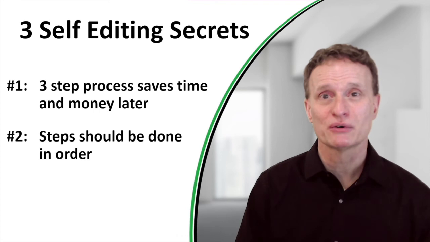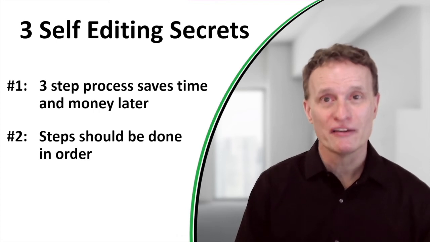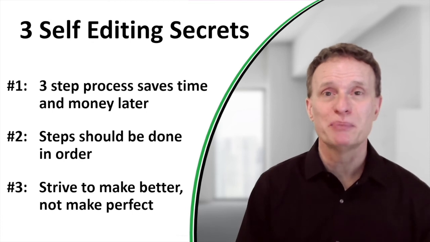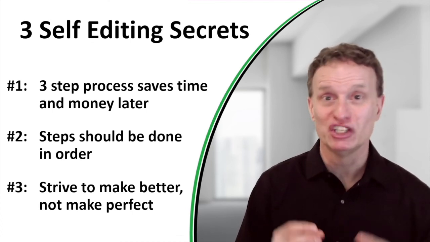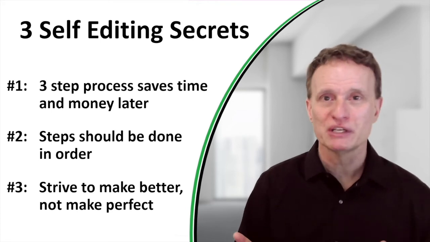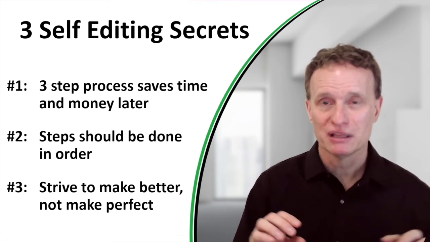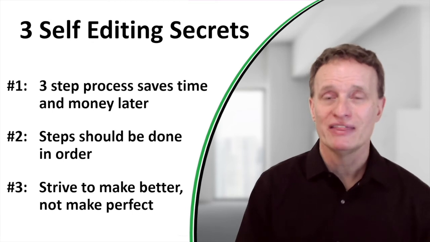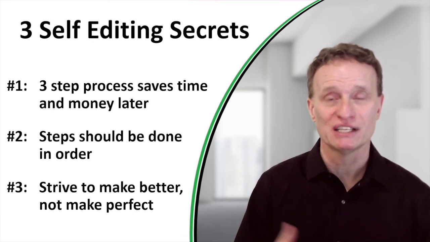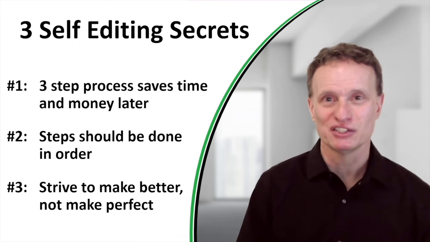And then the third secret is it's really important that you strive to make your book better. Don't strive to make it perfect. You could spend days and months and years doing your self-edits. Don't do that. Just go through the book 3 times, high level, mid-level, detail level, and then once you're done with it, turn it over to somebody else to look at, and that way they'll have a fresh set of eyes. They can find things that you might have missed.